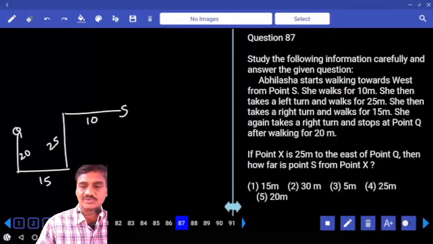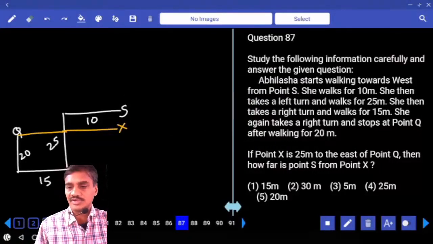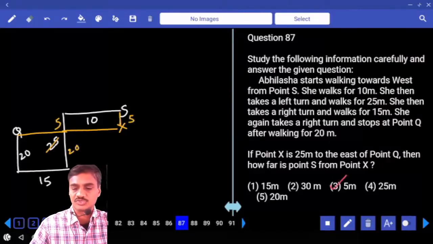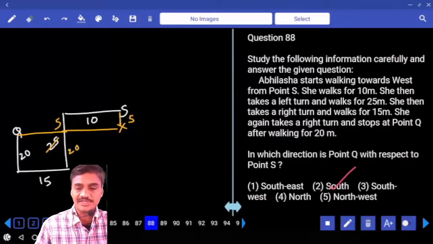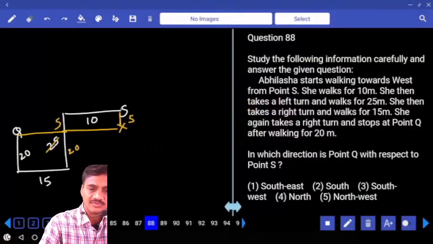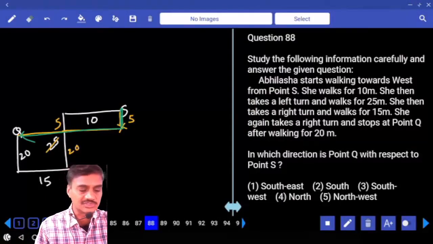If X is 25 meters to the east of Q, how far is S from X? Out of this 25, 20 is covered, so 5 remains. The distance between S and X is 5 meters, choice 3, question 87. Then 88: in which direction is Q with respect to S? To reach Q from S, I first need to move south and then west, so southwest, choice 3, question number 88.